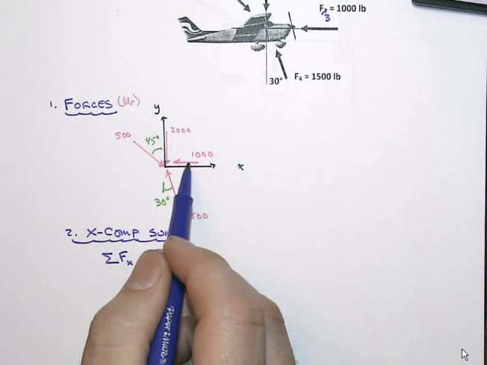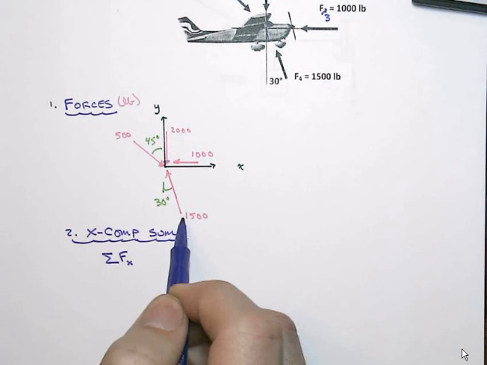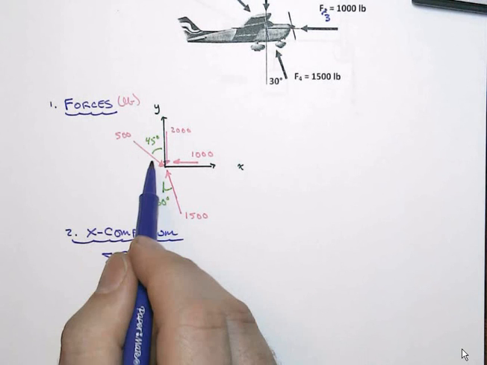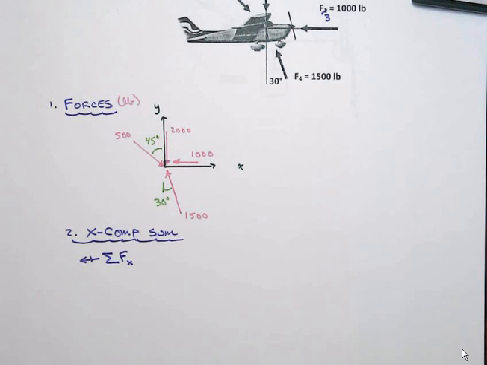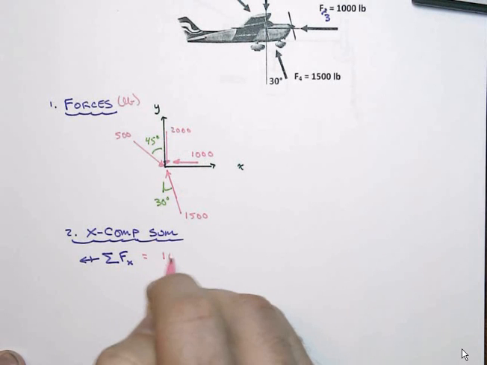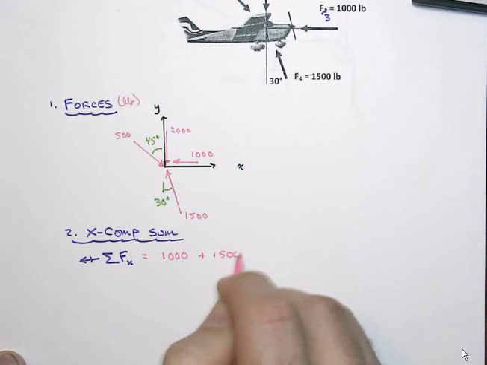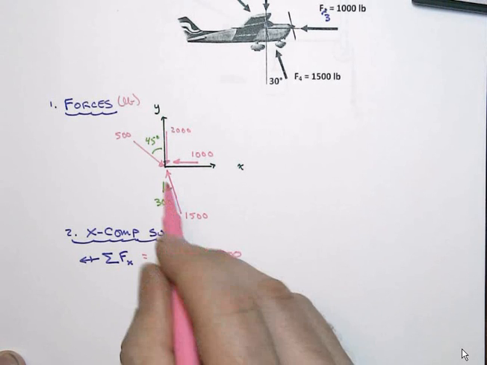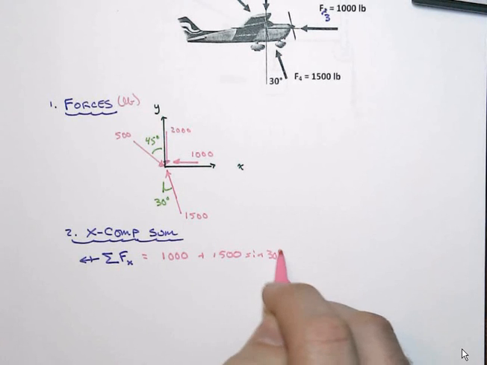And when I look at this, I see a 1,000 going to the left, I see a component of the 1,500 going to the left, and a very small piece that's going to go to the right. So I'm going to take to the left as positive in that calculation. And that means that I'll have a plus 1,000 plus 1,500, and then this will be opposite of the 30-degree angle, so that's sine of 30 to give me that x component, and then a minus 500.